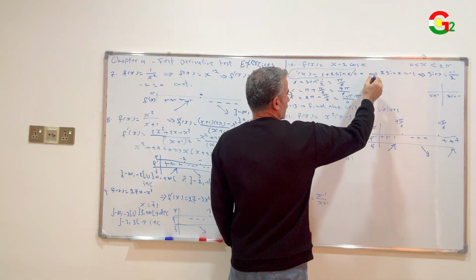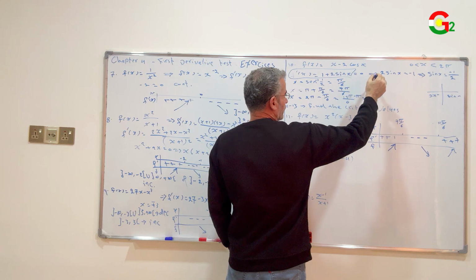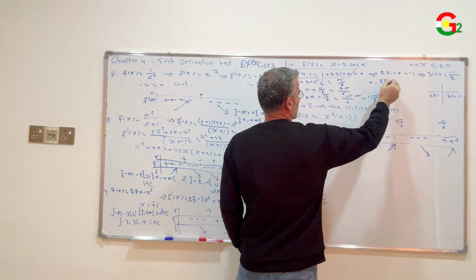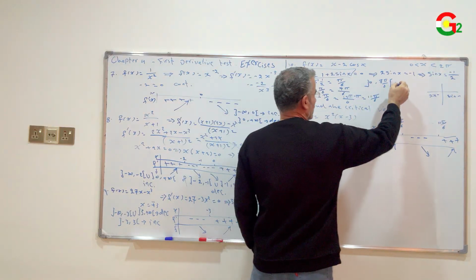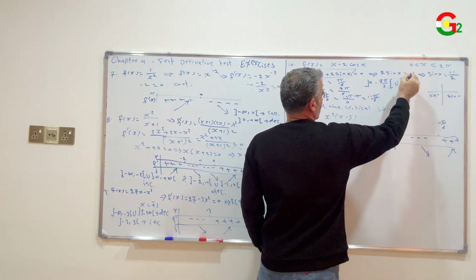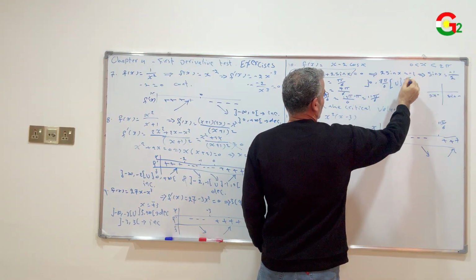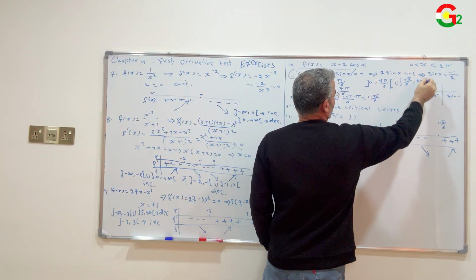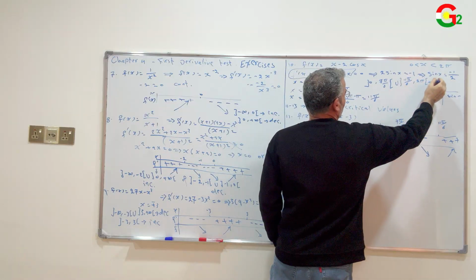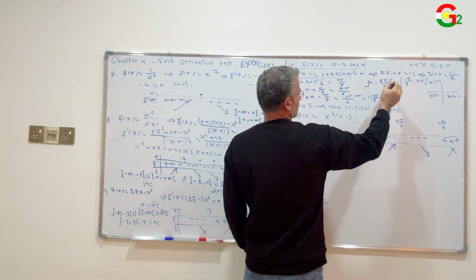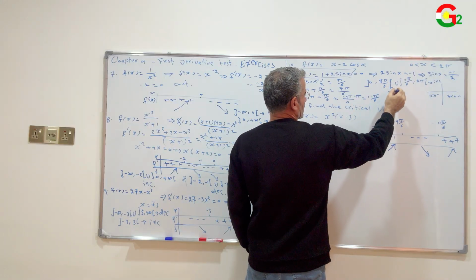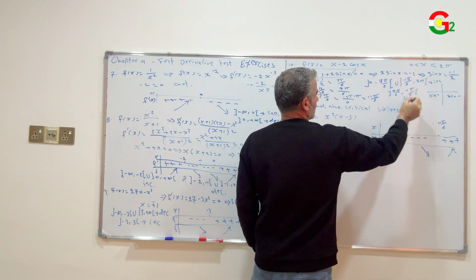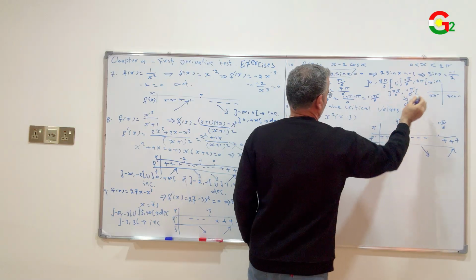And from 0 to 7 pi over 6, open interval, union 11 pi over 6 to 2 pi, this is the interval of increasing for this function. The interval from 7 pi over 6 to 11 pi over 6 is the interval of decreasing for this function.